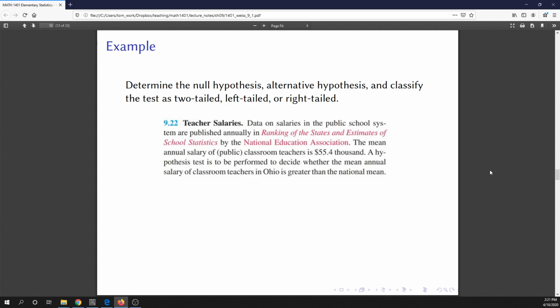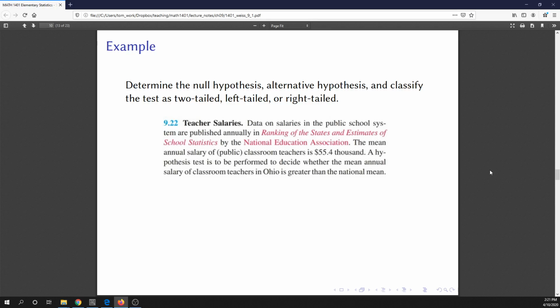So it says data on salaries in the public school systems are published annually in Ranking of the States and Estimates of School Statistics by the National Education Association. The mean annual salary of public classroom teachers is $55.4 thousand. A hypothesis test is to be performed to decide whether the mean annual salary of classroom teachers in Ohio is greater than the national mean.